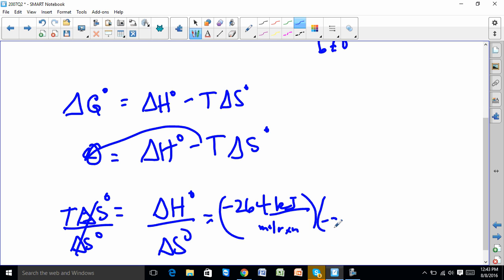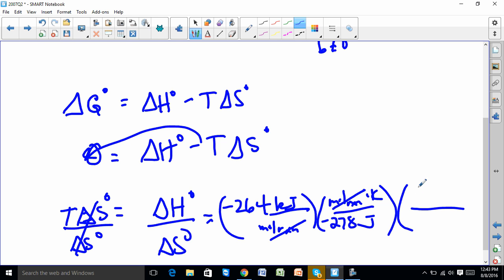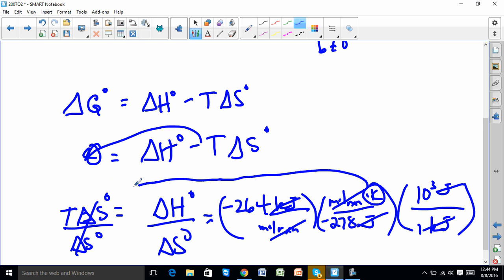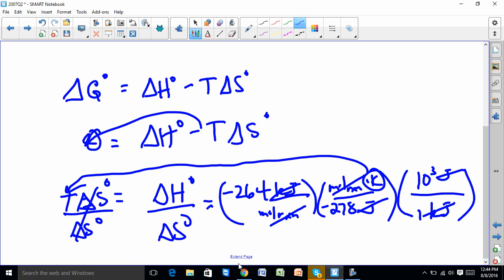And so I'm in a negative 278 joules per mole RXN K. And then this cancels with this, but kilojoules doesn't cancel with joules, so we have to know that there's 1,000 joules in a kilojoule. And this cancels this, and this cancels with this, and the only thing that hasn't canceled is Kelvin, which is good because we're solving for temperature.